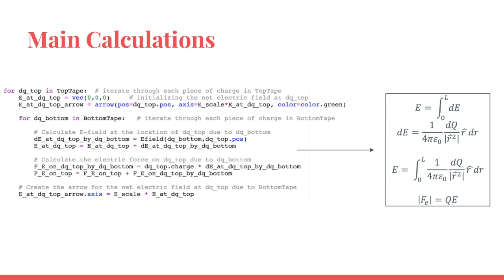The following nested for loops go through each of the 10 point charge pieces of the tape. The code first calculates the electric field on the top tape due to the bottom, represented by green arrows. The code then calculates the electric force due to the bottom tape pieces on the top tape pieces. As the code loops through each piece, the results from the pieces are summed to determine the net electric field and net electric force. This code represents the individual expressions for each piece and adding the contributions of all pieces as in our textbook procedure for the calculation of the electric field for distributed charges.